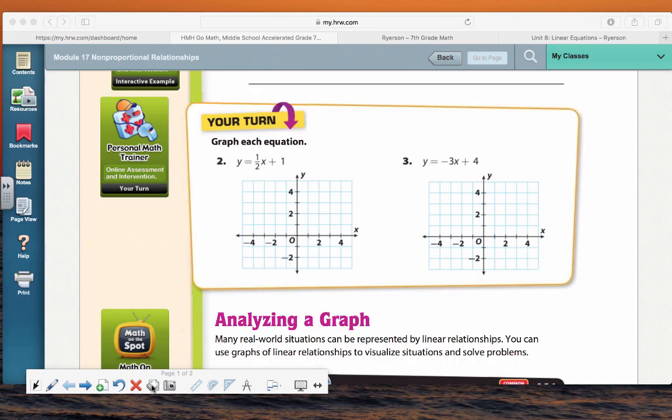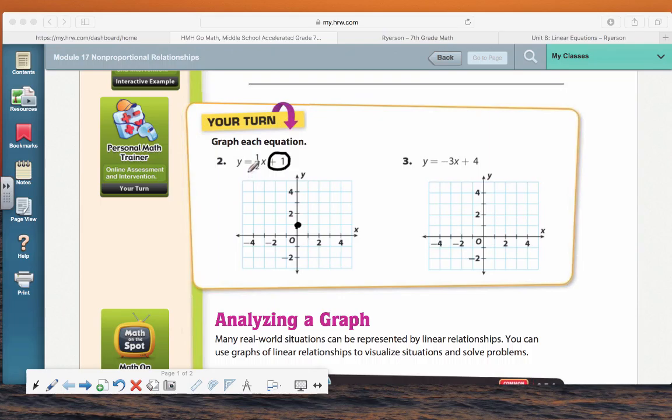So, keeping that in mind, if I look at the your turn question on page 540, we're asked to graph the equation y equals 1/2 x plus 1. So if I think of my equation y equals mx plus b, I always start with the b, which is over here, and that's the positive 1. And that tells me where the graph crosses the y-axis. So I'm going to come up to positive 1 and plot a point here.